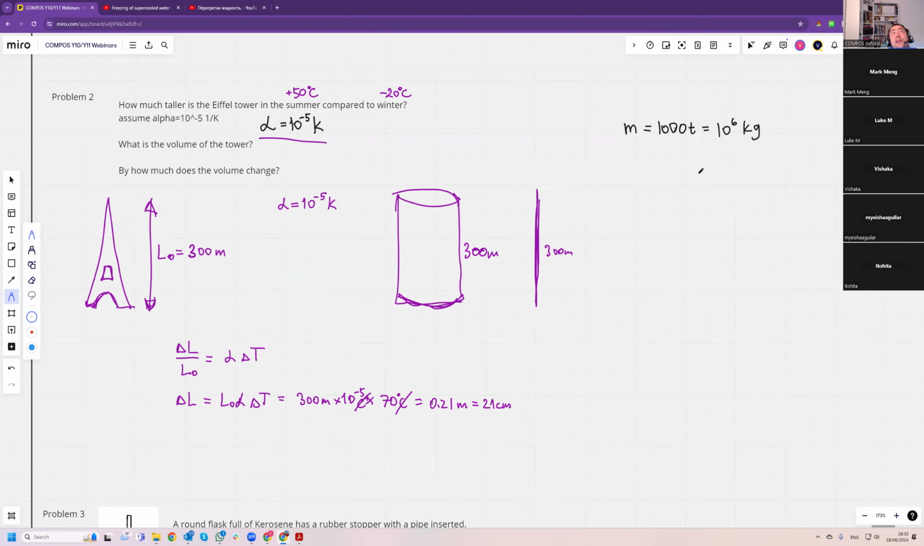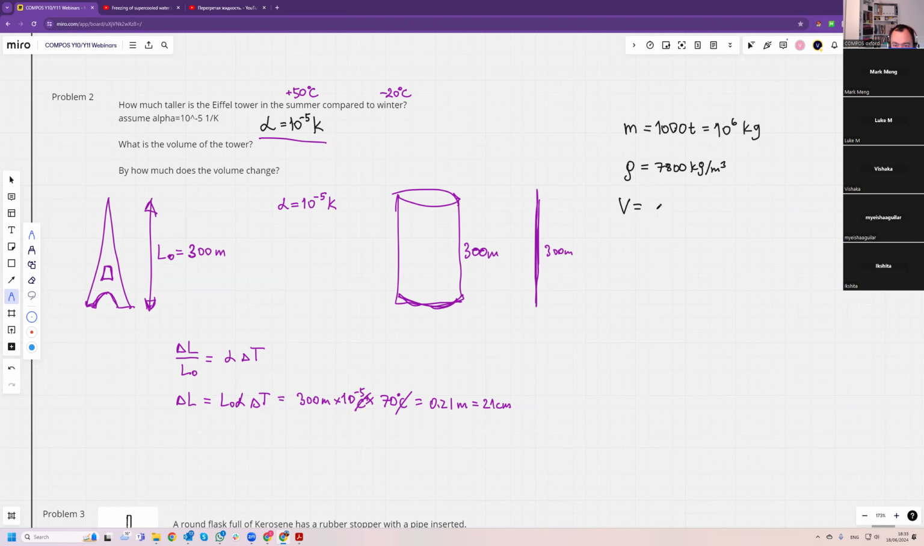Do they have to cater for this in the lifts? I'm not sure. That's an interesting question. Lifts out of iron. Yeah, then they would expand at the same rate. Yeah, very good. The density of iron is 7,800 kilograms per cubic meter. So therefore, we can talk about the volume of the metal used.